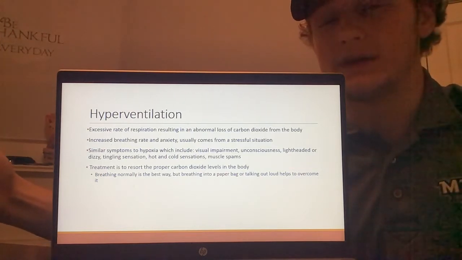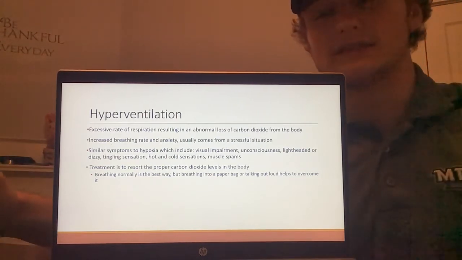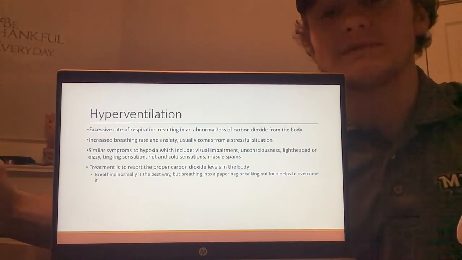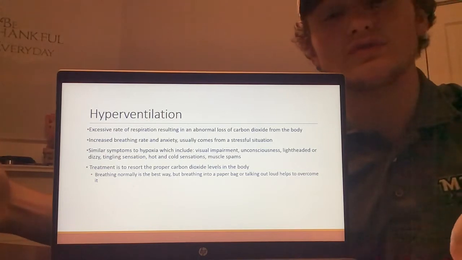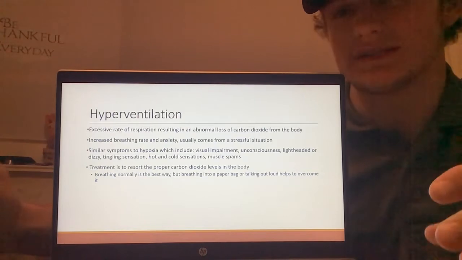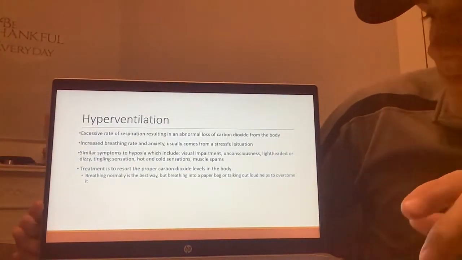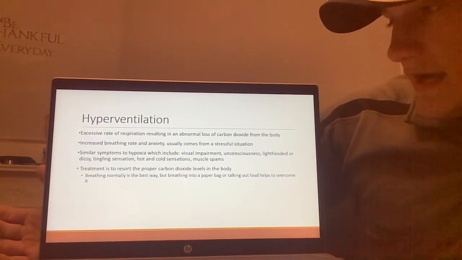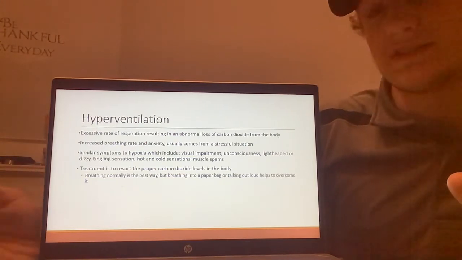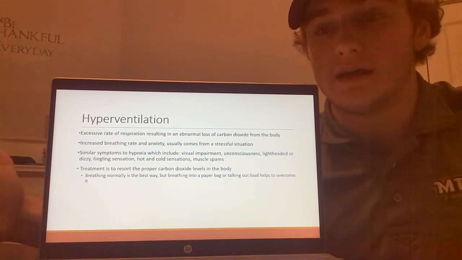But even pilots as well, because as long as they increase that breathing rate, they lose a lot of carbon dioxide really quickly, and the symptoms of this could be similar to hypoxia, a little different, but sort of the same. They have visual impairment, unconsciousness, lightheadedness, dizziness, tingling sensations, hot and cold sensations, and muscle spasms. So pretty similar to hypoxia, but a little different.